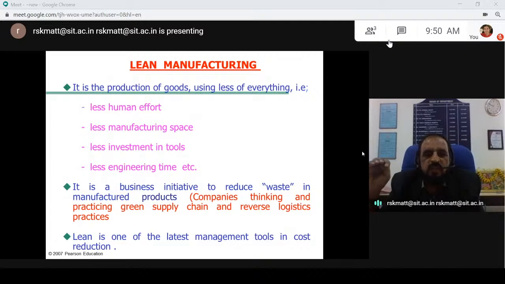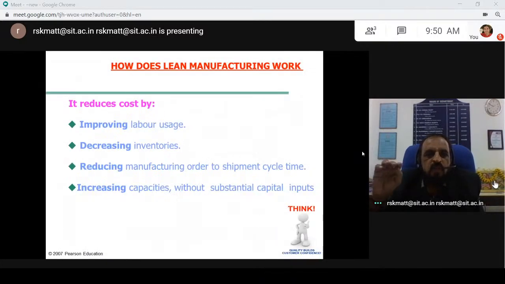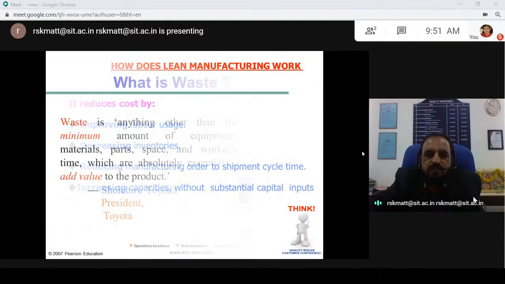And lean is one of the latest management tools in cost reduction. So they reduce the cost by improving the labor usage, decreasing the inventories, reducing the manufacturing order to shipment cycle, increasing the capacities without substantial investment in equipment or machinery.